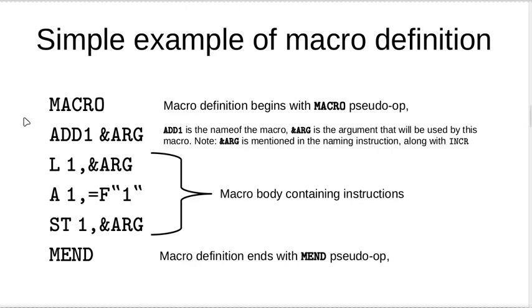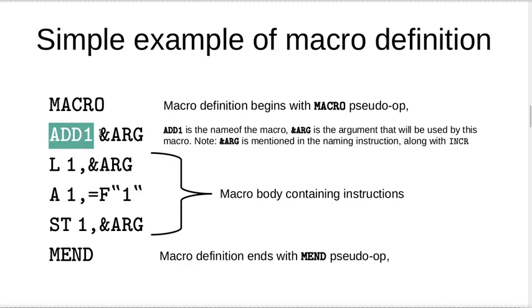The definition begins with the macro keyword. It's nothing but a pseudo op; it's not a keyword per se, it's a pseudo op for the assembler. So the definition begins with the macro pseudo op. That is the first instruction in the macro definition. The second instruction is the name of the macro, which is add1. Add1 is the name of the macro.